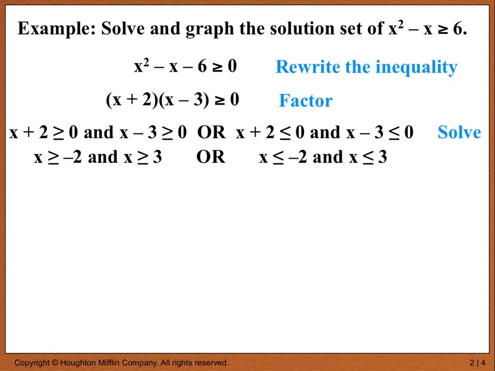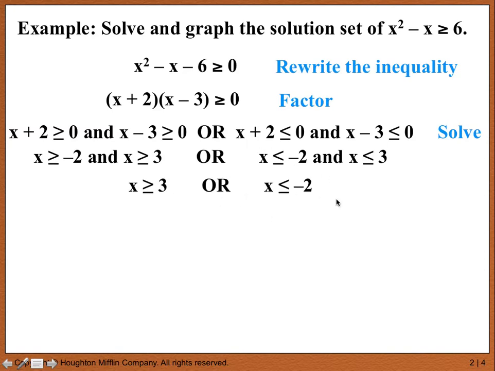Continuing with the solution, we have x is greater than or equal to negative 2 and x is greater than or equal to 3, or x is less than or equal to negative 2 and x is less than or equal to 3. We are now looking for the intersection of these sets, right, of x is greater than or equal to negative 2 and x is greater than or equal to 3. What's their intersection? It is x greater than or equal to 3.